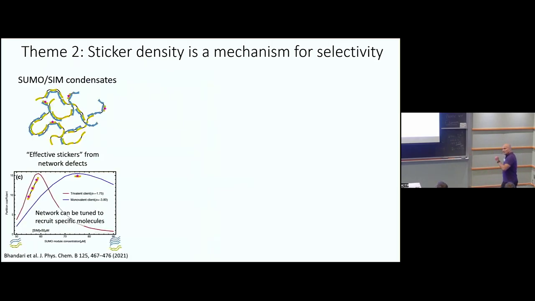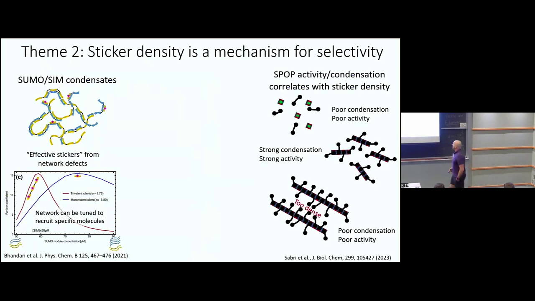Okay, the second theme is that sticker density has shown up for us in numerous models here as a mechanism for selectivity in condensates. Now I want to be clear here. I'm not making any claim at all that sticker density is unique as a selectivity mechanism. We saw an excellent talk from Will. Ned's going to talk about selectivity later on. This is just something that has showed up in a few of our models here, and so I would put this in the category of curiosity at this point in time. Okay, this first showed up in our sumo sim condensates, where we saw this ability to select between different clients.